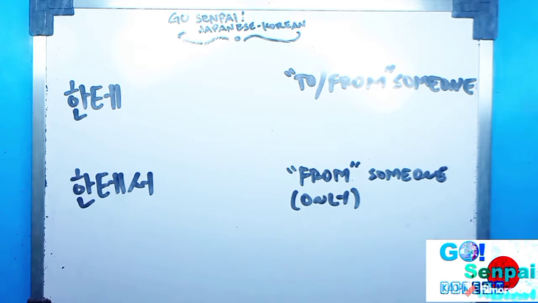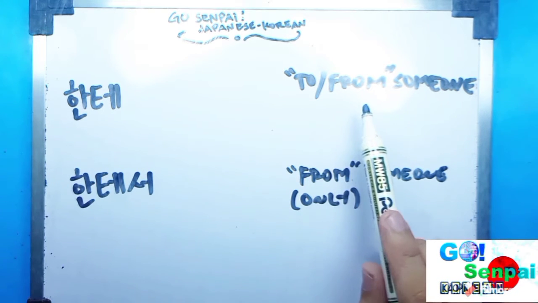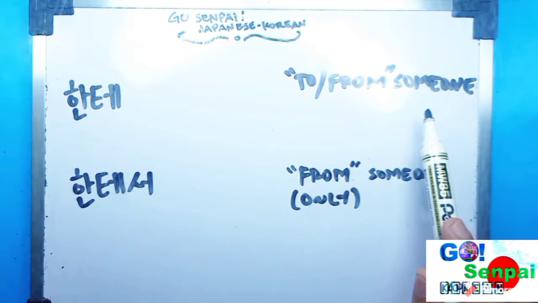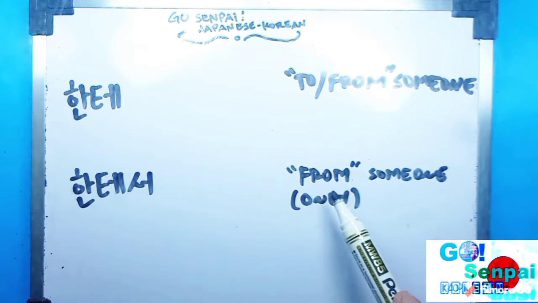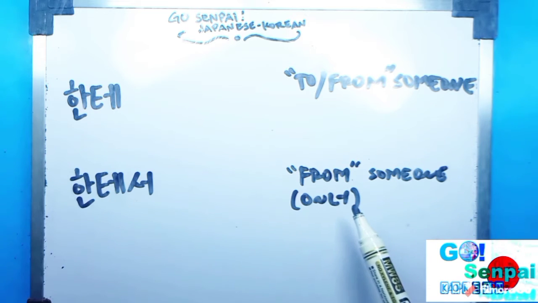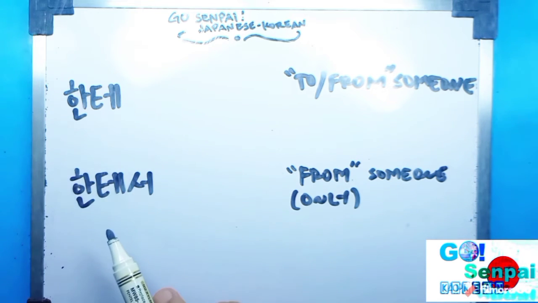Okay, so let's proceed to hante and hanteso. So in English, hante means to or from someone, while hanteso means from someone, so from only. Okay, so there are words that have the same characteristics as hante and hanteso.